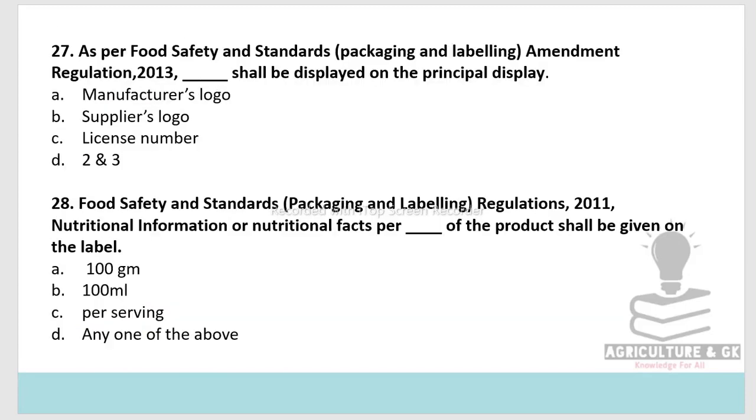Now moving next, as per Food Safety and Standards, Packaging and Labeling Amendment Regulations 2013, blank shall be displayed on the principal display: manufacturer's logo, supplier's logo, license number, or 2 and 3. So, as per FSSAI Regulations 2013, license number shall be displayed on the principal display for packaging and labeling. So that is our option C, license number.